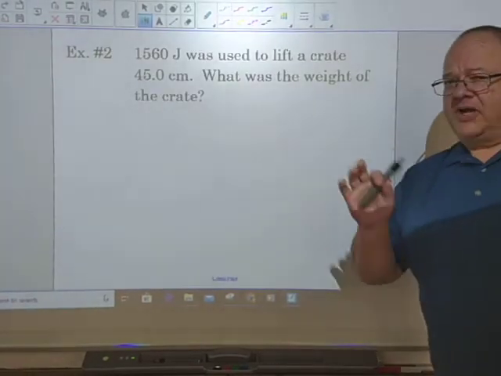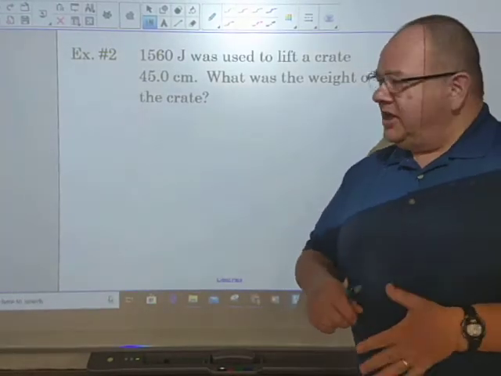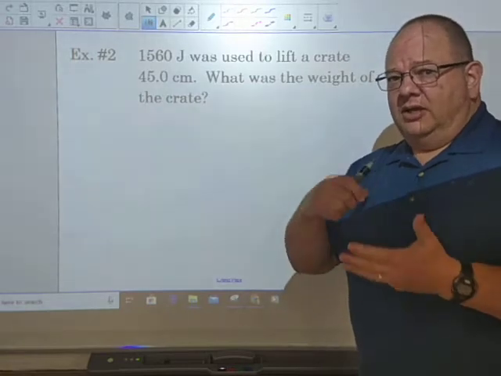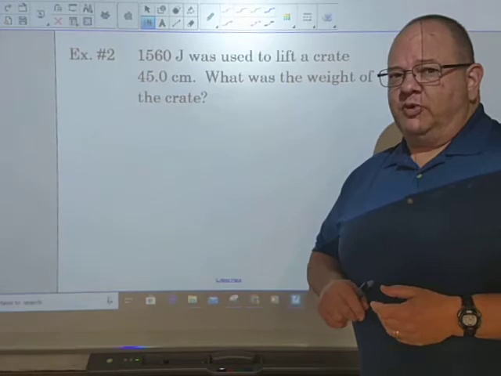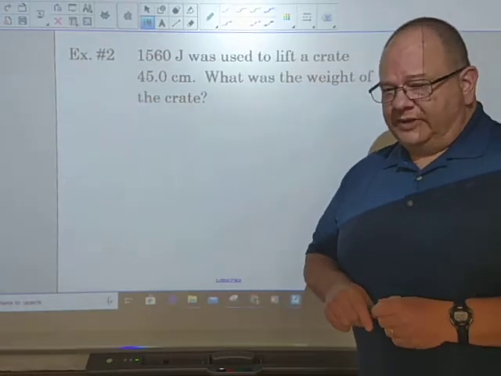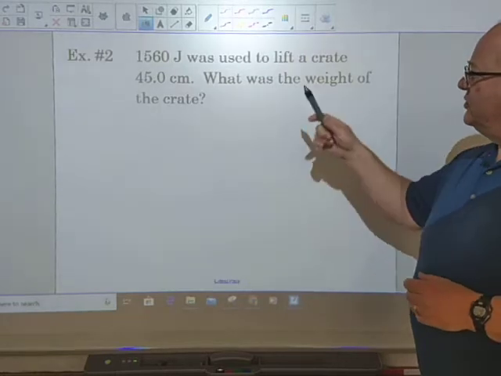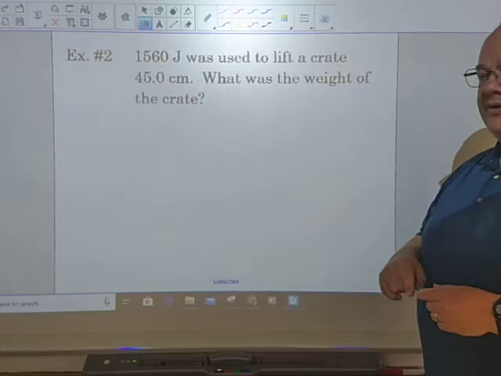Example number 2. By the way, I didn't say this earlier, but you should have paper with you, and you should be working through these problems with me. Okay? Just watching me do it doesn't create the same connections in your brain as you working them out with me. If 1,560 joules was used to lift the crate 45.0 centimeters, what was the weight of the crate?